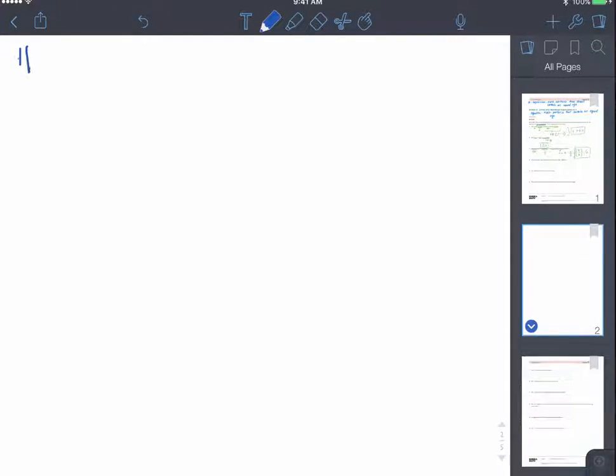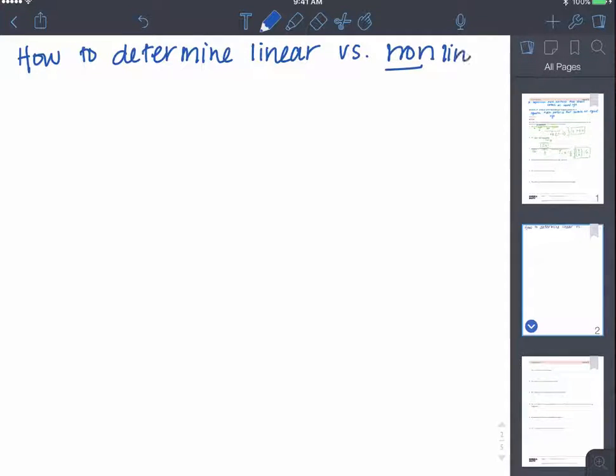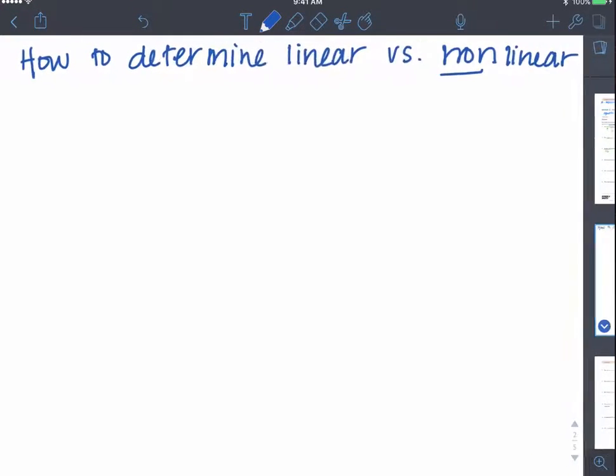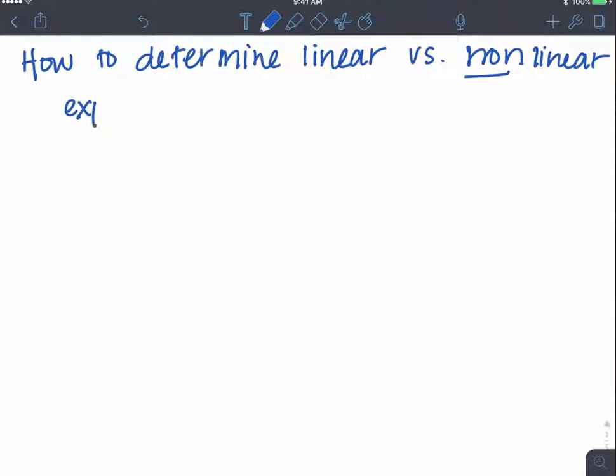So how to determine linear versus non-linear expressions. Okay, so eventually we're going to be taking these math sentences and turning them into graphs.